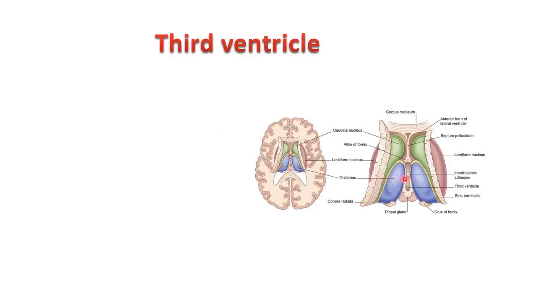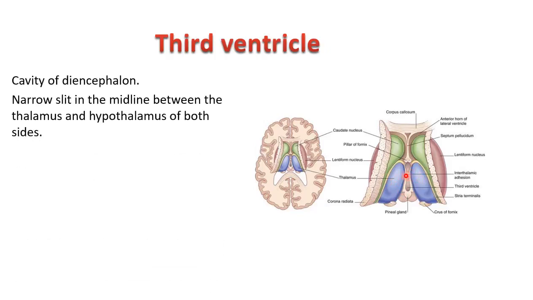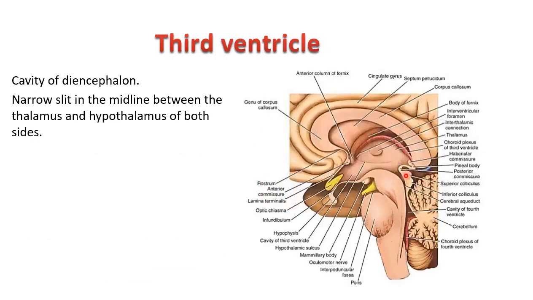So in between the two thalami, you can see it is a narrow slit. It is actually a cavity of the diencephalon. Anteriorly, it communicates with the interventricular foramen of Monro. Here you are able to see the interventricular foramen of Monro, through which the lateral ventricle communicates with the third ventricle. Here you are able to see the lateral wall only of the third ventricle.